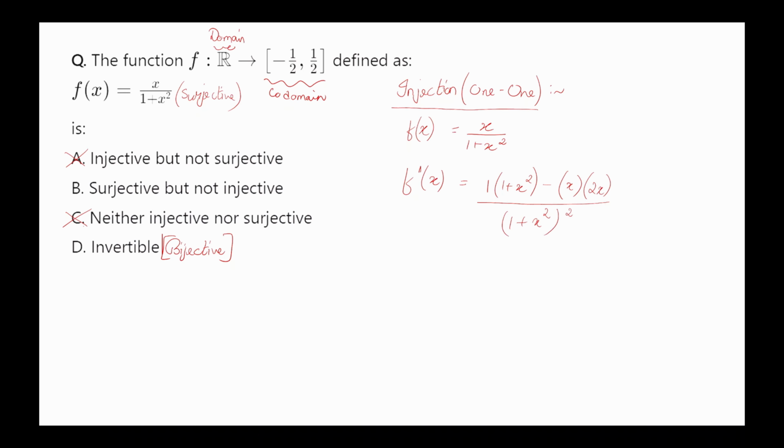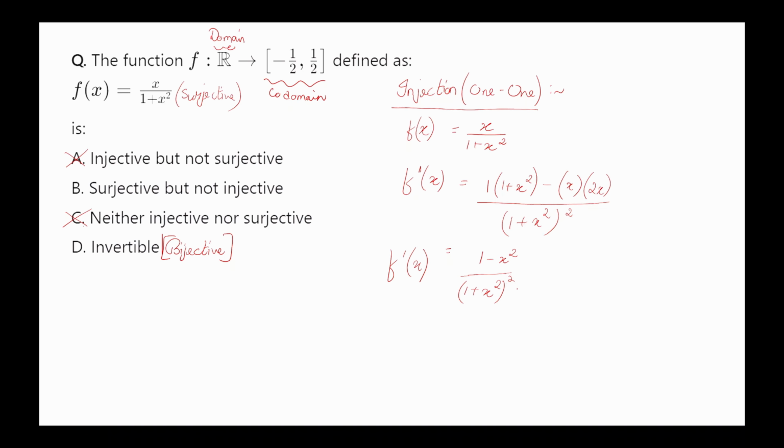So now let me solve this. From here x square and x square would simply cancel out from 1. So this would become 1 minus x square upon 1 plus x square whole square. So now this is my f dash x. Now I need to check whether it is changing its sign anywhere or not.